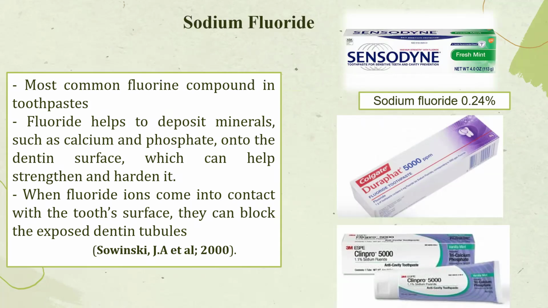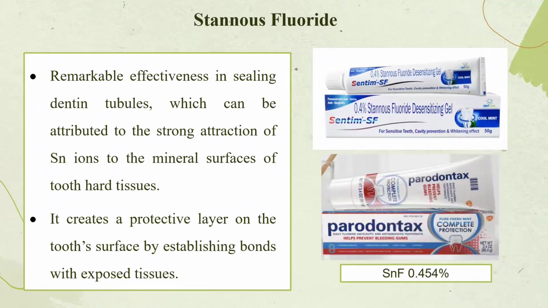And the dentifrices which contain sodium fluoride, one of the common fluoride compounds in toothpaste. The fluoride helps to deposit minerals such as calcium and phosphate onto the dentinal surface, which can help strengthen and harden it. When the fluoride ions come in contact with the tooth surfaces, they can block the exposed dentinal tubules. And the next fluoride content we use in desensitizing toothpaste is stannous fluoride.